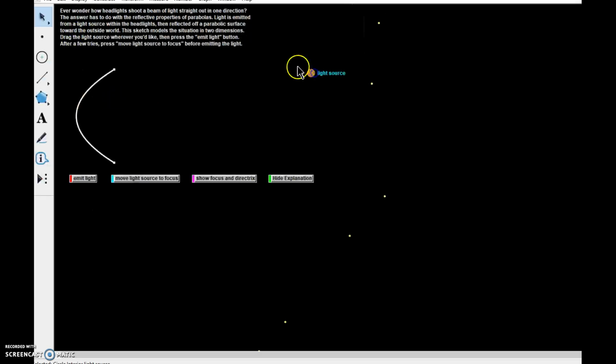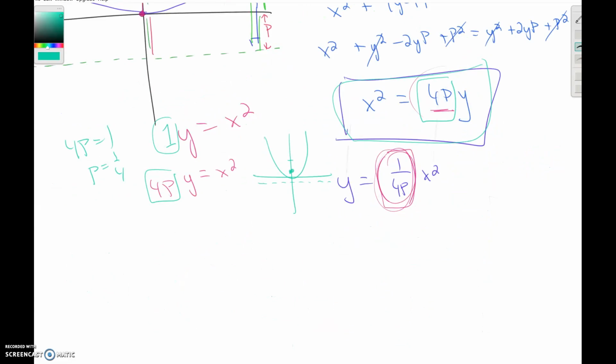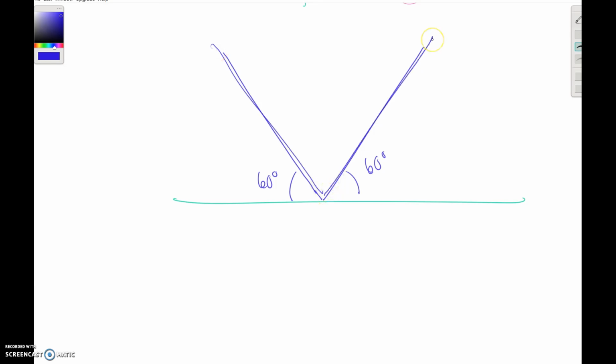So this is a parabola. This surface right here is a reflective parabola. You guys aren't in physics, but this is kind of common sense. If you have light that comes in and hits a surface, and it comes in at an angle of, let's say, 60 degrees, it will reflect off that surface at an angle of 60 degrees. The angle that it comes in is going to be the angle that it comes out, right?